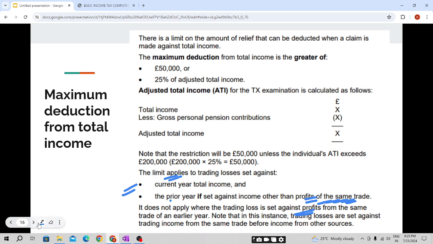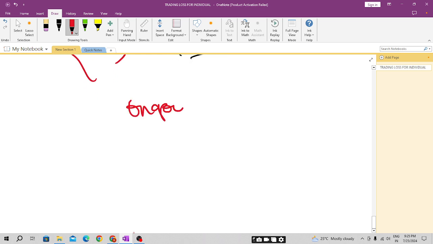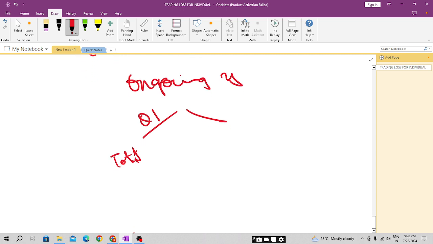Now we have already seen the rules for the ongoing years. Ongoing years, students, we have seen that option 1, option 2. Option 1 was adjust against the total income of the current year. Relief against the total income, or carry forward. If not, option 2 will automatically be applicable. Carry forward, we have studied the rules. If we carry forward the loss, it will only be set off against the first available future trading profit, and no partial claim can be made.